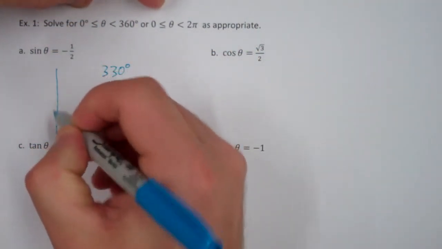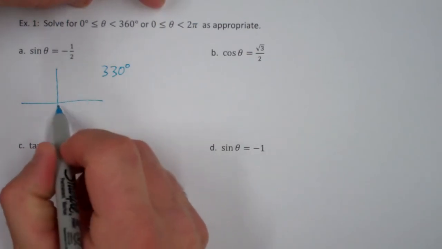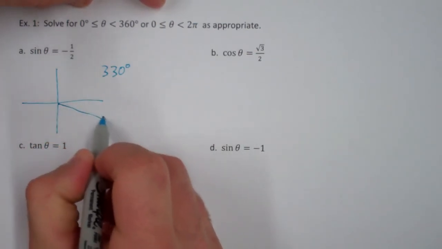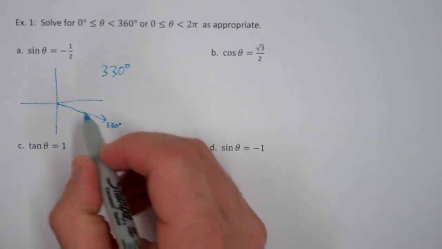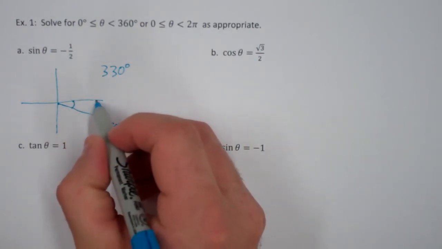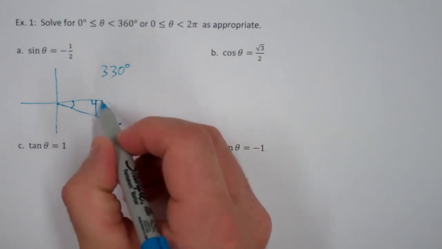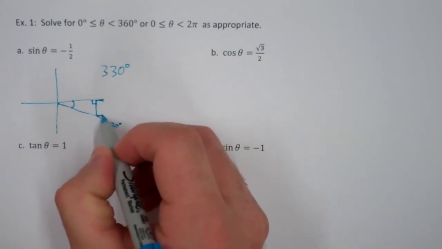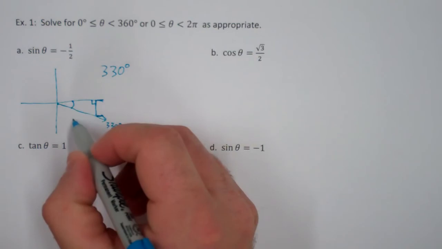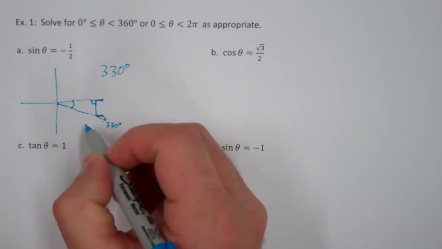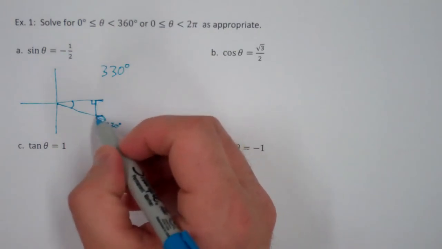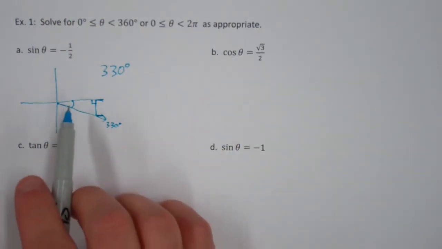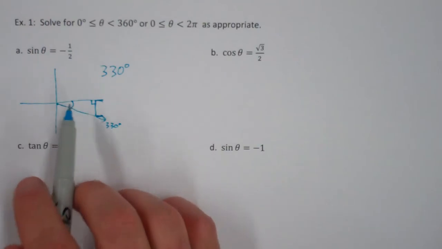330 degrees is one of them, but there's also another angle that has a sine of negative 1/2. If we take a look at where this angle is, 330 degrees would be right here. This angle forms a right triangle with a y value of negative 1/2 if the radius is 1. We want to see on the coordinate plane, is there another angle where that happens? Notice that the reference angle for 330 is 30.